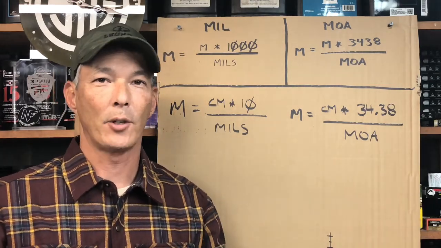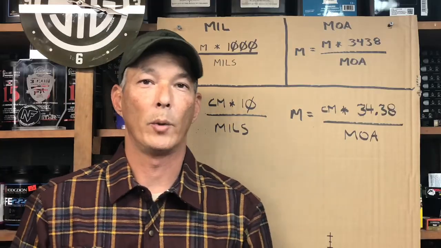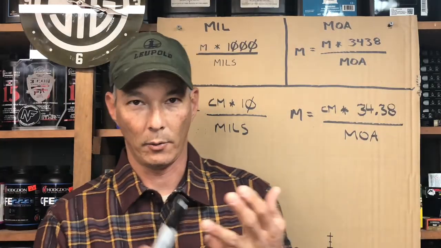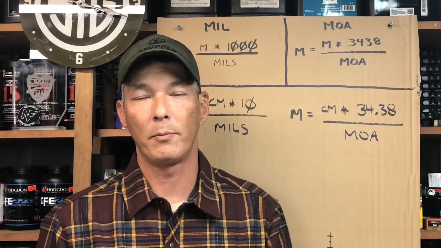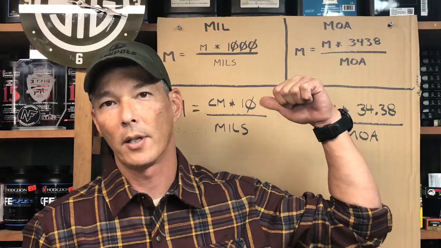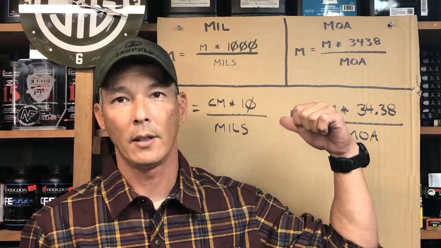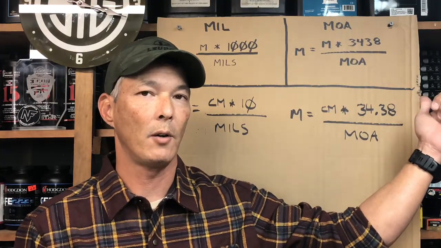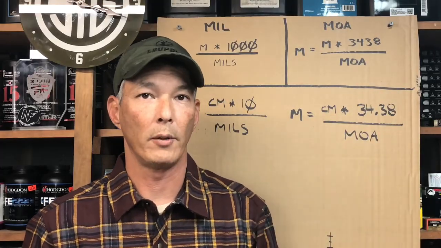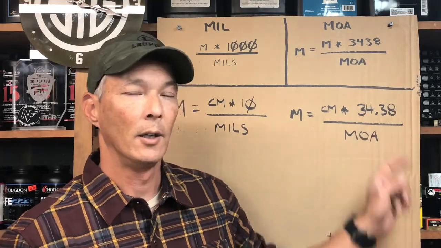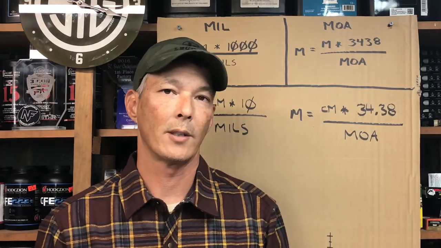So for the guys that are trying to solve in yards, just remember that 27.77 for mil-based. For the ones that are trying to solve in yards with an MOA-based, your constant's going to be 95.5. For meters here, it's either going to be 1,000 or 10. And for your MOA-based reticles to solve in meters, it's going to be the 3,438 or 34.38, depending on if you want to use centimeters or if you want to use meters.